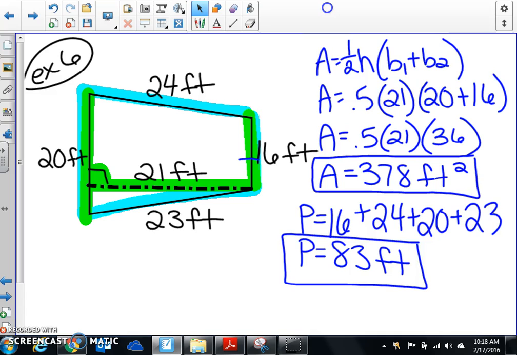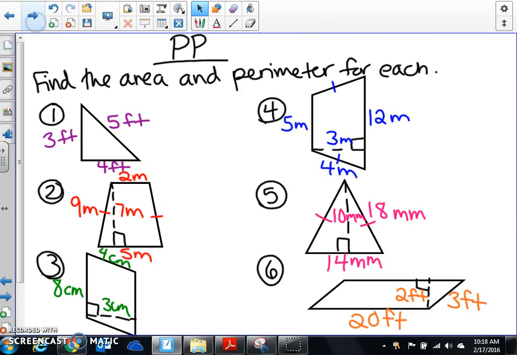All right, here are your practice problems. Go ahead and write those down. You need to find the area and perimeter for each.